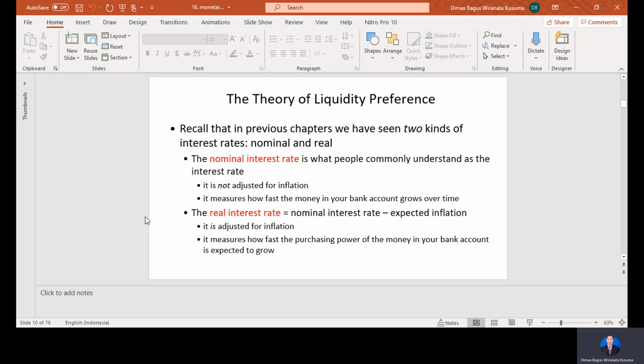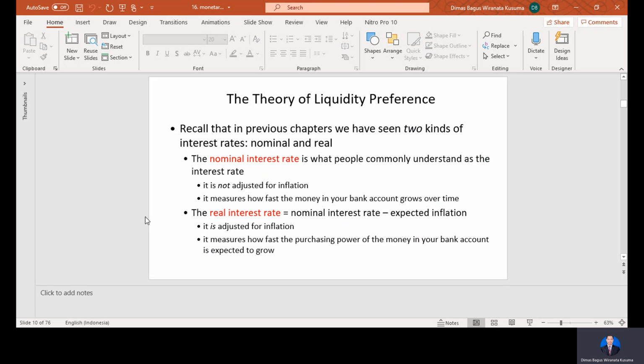Recall that in previous chapters we have seen two kinds of interest rate: nominal and real interest rates. The nominal interest rate is what people commonly understand as the interest rate. It is not adjusted for inflation. The interest rate you can see in the banks is the nominal interest rate. It measures how fast the money in your bank account grows over time. So if you want to know the nominal interest rate, you just see the interest rate given by the banks.